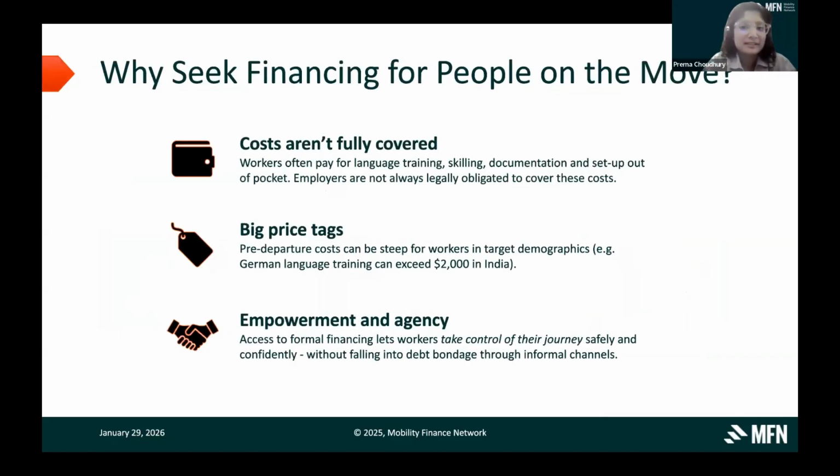So why would we seek financing for people on the move? Because in reality, it's a misconception that employers will cover all migration-related costs. The practical reality that we see on the ground is that workers cover many of the costs not mentioned in ILO's Convention 181, and specifically costs related to skill building, language learning, and general readiness for migration, which are also often not covered by employers apart from specific sectors.